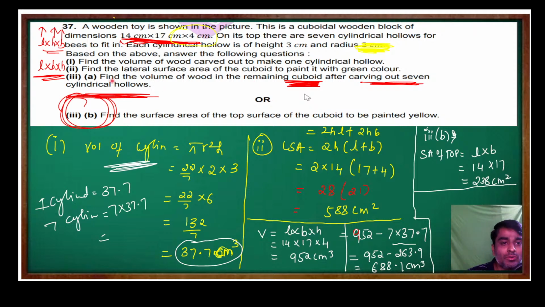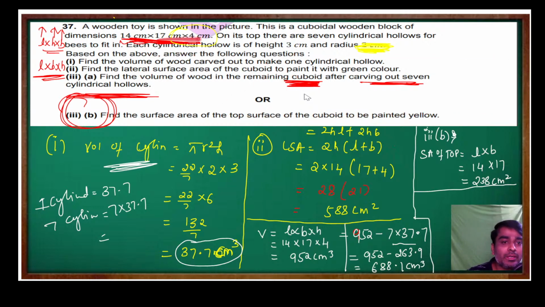They are asking you, find the volume of wood remaining after carving out 7 cylindrical hollows. So you have to remove the volume of the cylinder, 7 times, from the complete volume of the cuboid. The volume of the cuboid is here, and from this you need to remove that much. So be careful about such questions. The first two were direct anyway, no issues.